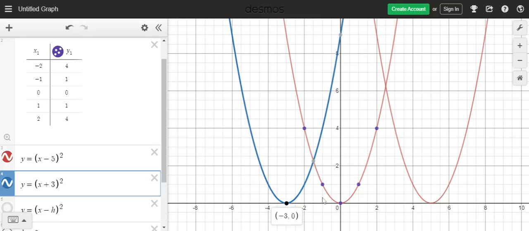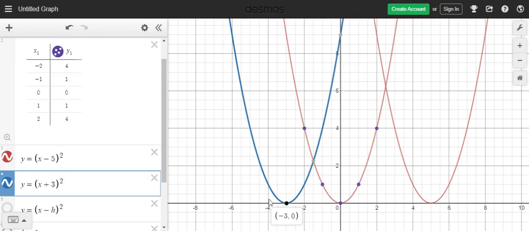So we learned one thing: if we have x minus some number, the parabola horizontally shifts to the right by that number. Like if it's 5 units to the right, if it's 3 units to the right. And if you have x plus 3 inside the brackets, the graph is going to be shifted to the left by that number, in this case 3. So the blue graph is the same as the parent parabola, which is horizontally shifted to the left by 3 units this time.